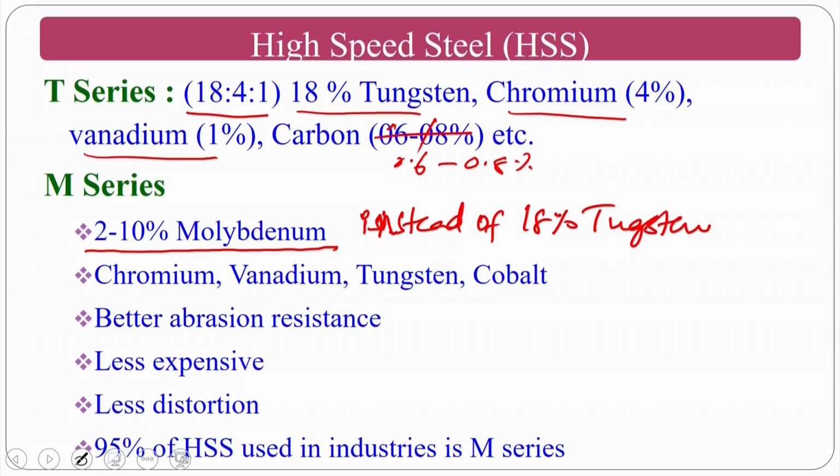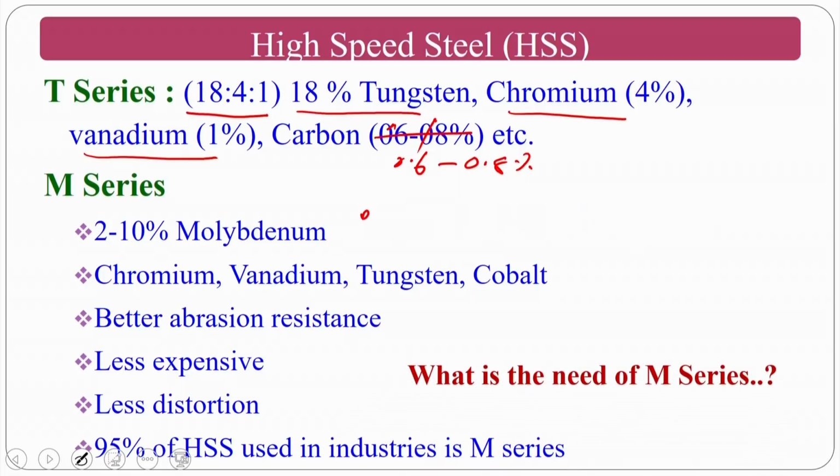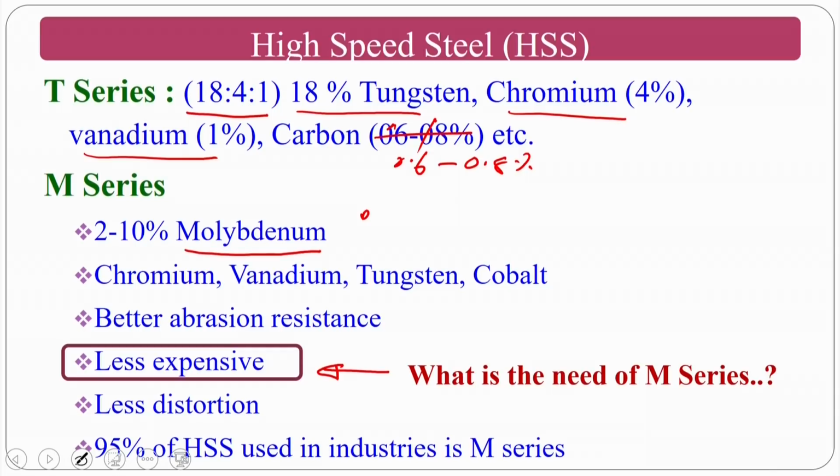So if I am going to use 2 to 10% molybdenum, I use another, say 8 or 10%, tungsten. The chromium, vanadium, tungsten and cobalt are normally the binder, with better abrasion resistance, less expense and less distortion, and 95% of the HSS in industry is M series. Now the question is, if we have the tungsten T series, why go for the M series? The reason is that it is less expensive. The molybdenum cost is low, but the properties are approximately the same. That is why we go for the M series.